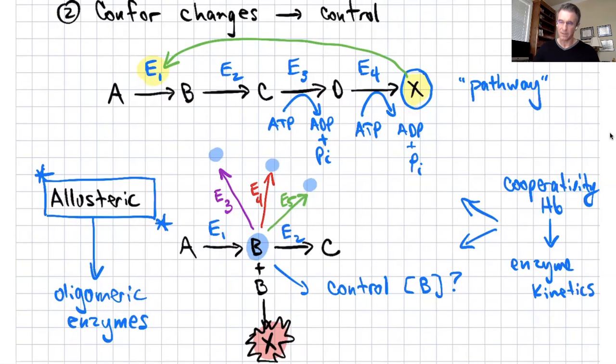So that when the product builds up, this enzyme shuts down. And when this product X depletes, this pathway ramps up again, right? So this is an example of something we're going to see again. It's known as feedback control, right? And it depends absolutely on these ideas of allosteric enzymes that I just described for you guys.